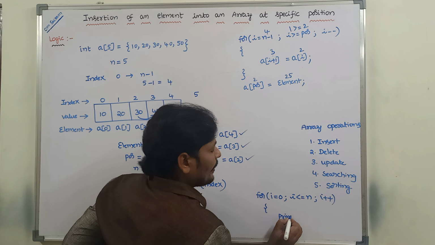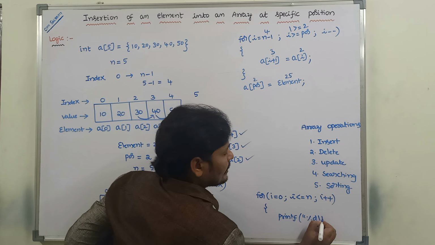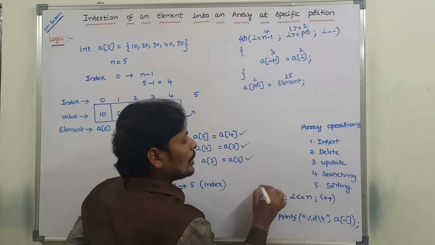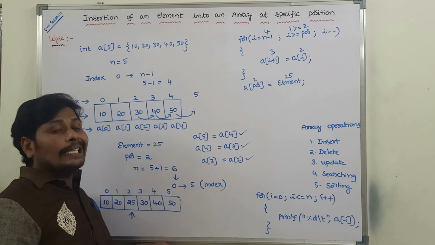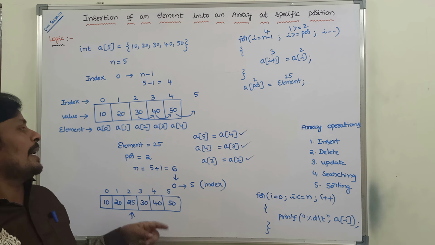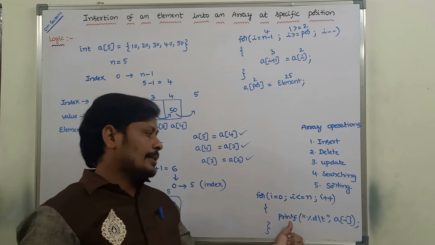So printf, %d slash t, double quotes, and a of I. So this code is used for printing the elements of the array after inserting element 25 at position 2. The array elements are printed.